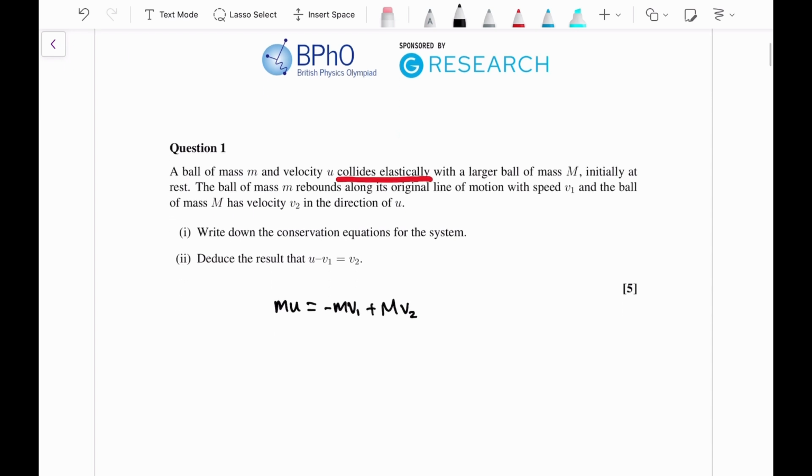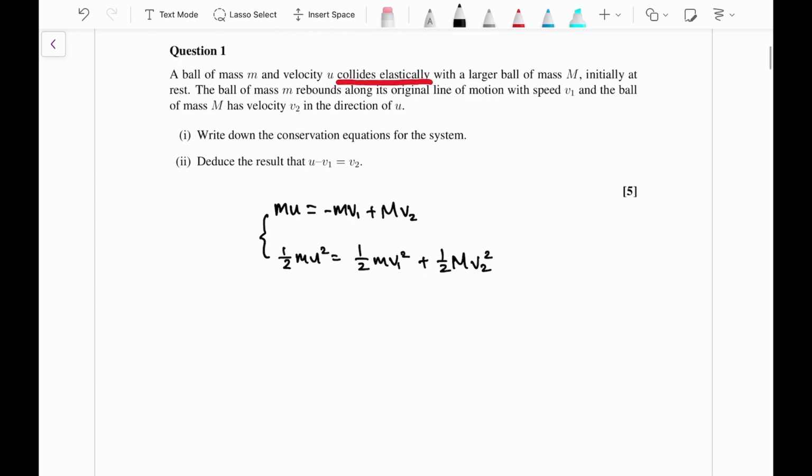And for the second equation, it will be the conservation of kinetic energy, and that will be a half mu squared is equal to a half mv1 squared plus a half capital Mv2 squared. And this will be the answer for the first component of the question.